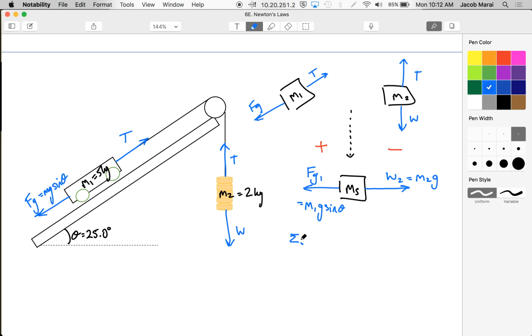So I'm going to write that the sum of all forces is, I'm going to add them, M2g. So I'm going to get positive 20.7.